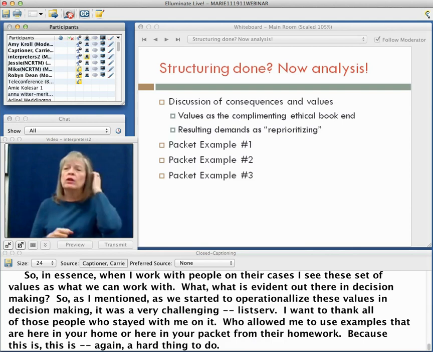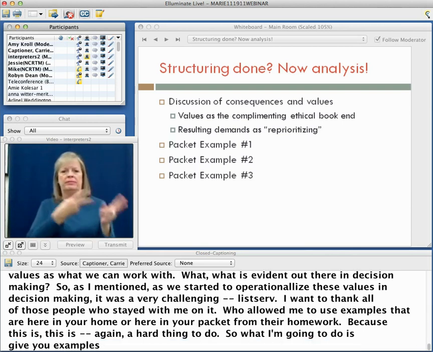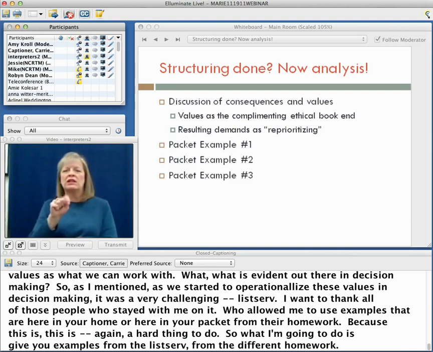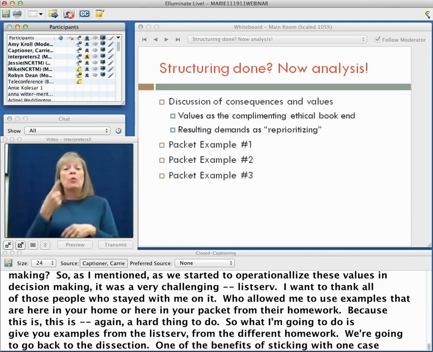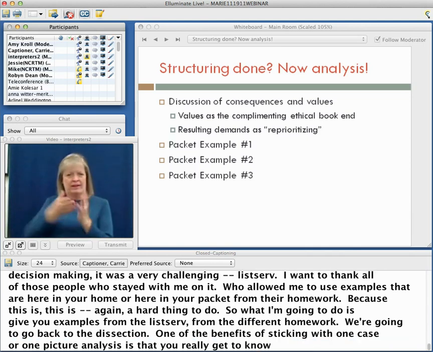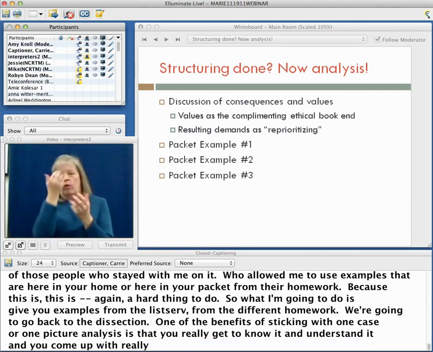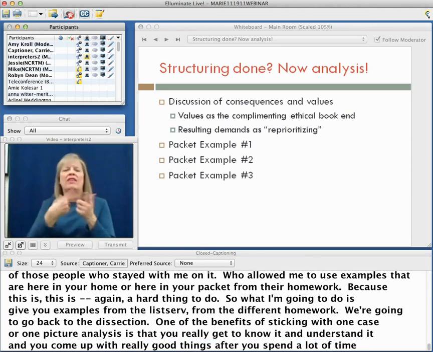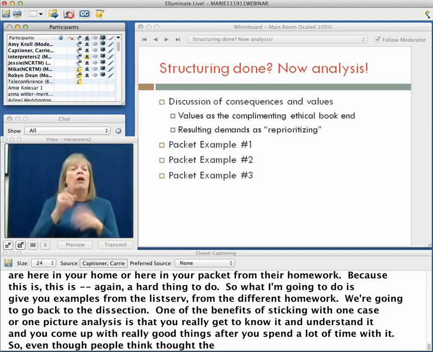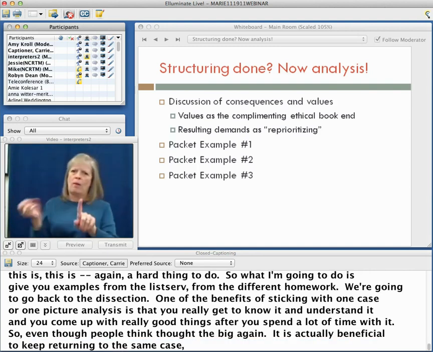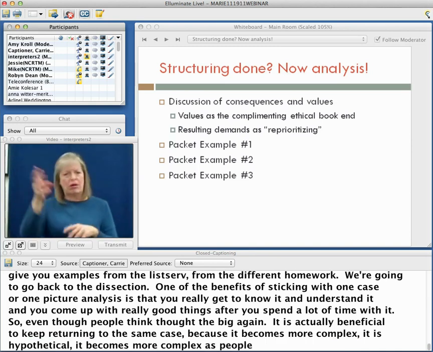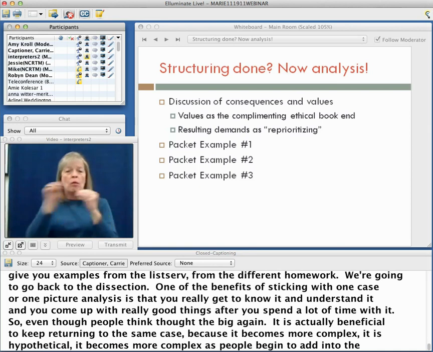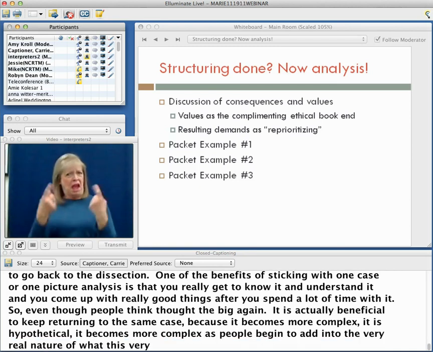So what I'm going to do is give you examples from the listserv, from the different homework, and we're going to go back to the pig dissection. One of the benefits of sticking with one case or one picture analysis is that you really get to know it and understand it, and you come up with really good things after you spend a lot of time with it. So even though people think, oh gosh, not the pig again, it's actually beneficial to keep returning to the same case because it becomes more complex, even though it's hypothetical. It becomes more complex as people begin to add on to the very real nature of what this very hypothetical case sets forth.